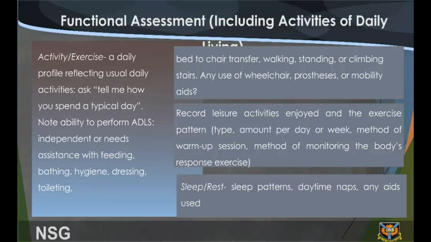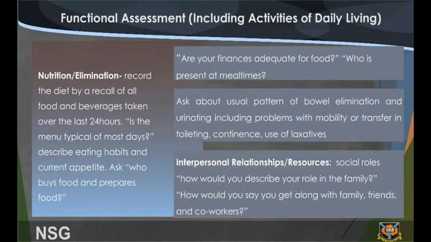Sleep or rest. Sleep patterns. Daytime naps. Any aids used. Nutrition. Elimination. Record the diet by a recall of all food and beverages taken over the last 24 hours. Is the menu typical of most days? Describe eating habits and current appetite. Ask, who buys and prepares food? Are your finances adequate for food? Who is present at mealtimes?